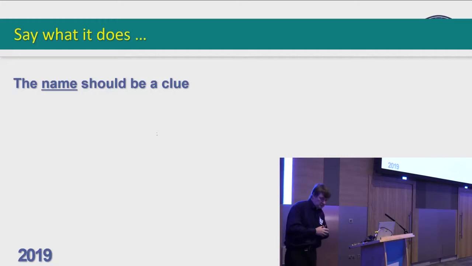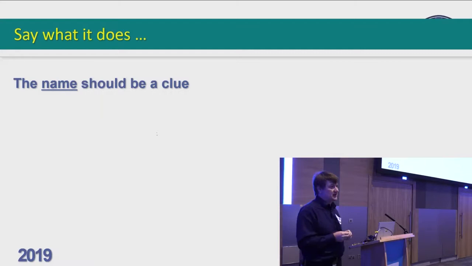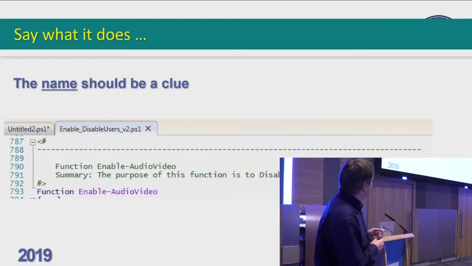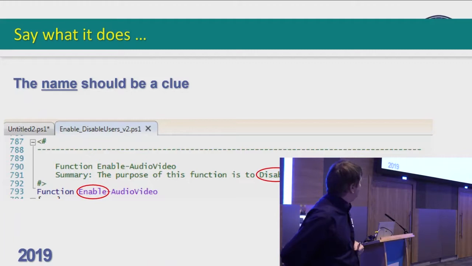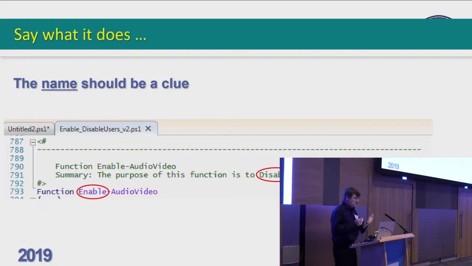Now, I said that the original PowerShell conference that gave rise to the Deep Dives book was years ago, and I've been collecting examples of some of this stuff as I go along, so this is not just something that came completely out of the blue. So I screenshotted this from a client a couple of years ago. I had a script called enable users, and it's got a function called enable audio video, and its main purpose is to disable audio video. I mean, what do you say to a person who writes a function whose job is to turn something off and they call it turn all? All right, make the name a clue.